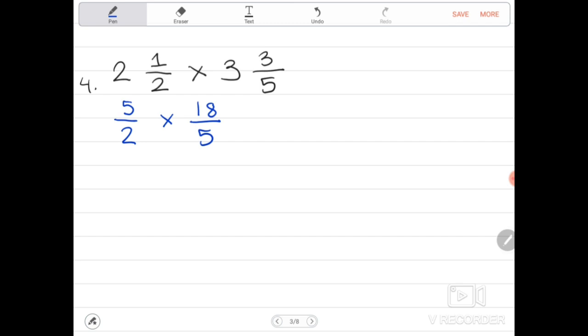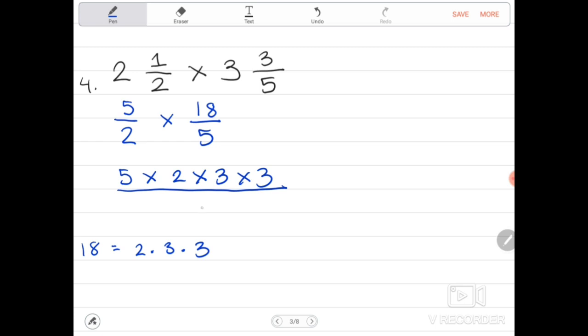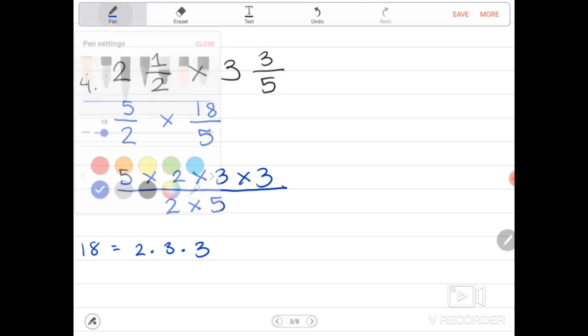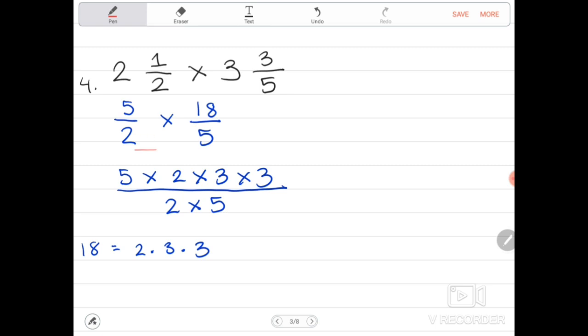Okay, so factor out 18. What are the prime factors of 18? That is 2 times 3 times 3. So instead of writing 18, we are going to use 2 times 3 times 3. So for numerator, we have 5 times 18. So that is 2 times 3 times 3 all over 2 times 5. Okay, so cancel out those same terms in numerator and denominator.